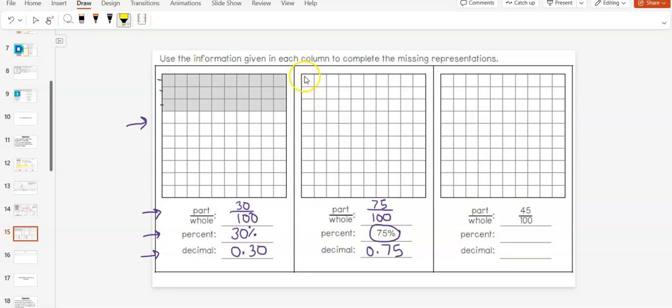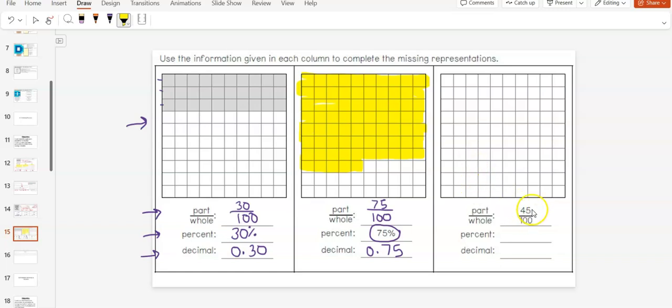Grab something to color with, and we are shading 75. So I'm going to do 1 column or row, 2 rows, 3 rows, 4. We're going to basically do all of them but 3. There we go. And then we're going to add in 5 more. So that was 70. 1, 2, 3, 4, 5. And there we go. We now have our visual representation.